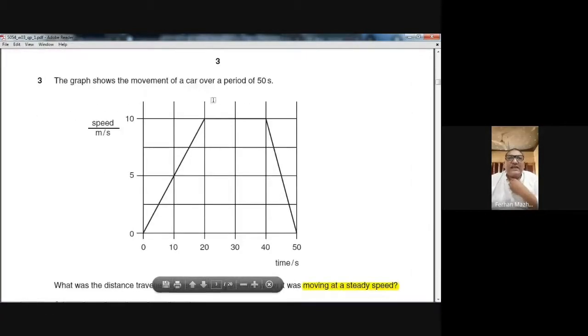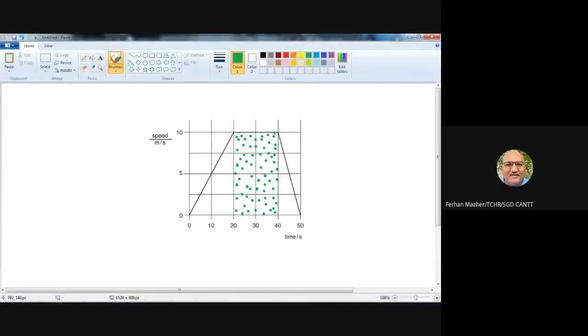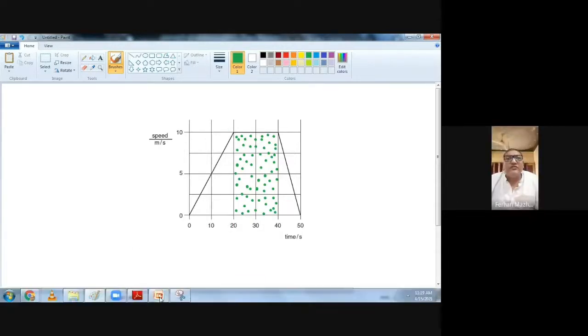So you can see here it's moving at a steady speed from 20 seconds to 40 seconds. You want to find out the distance traveled. The distance traveled is equal to the area under the speed time graph. Let me show you. The area under the speed time graph will be like this, and I can find this area. It's the shape of a rectangle, so its length is 20 and its width is 10. So simply multiply 10 with 20 and you will get the answer.